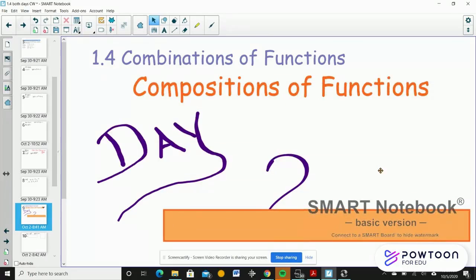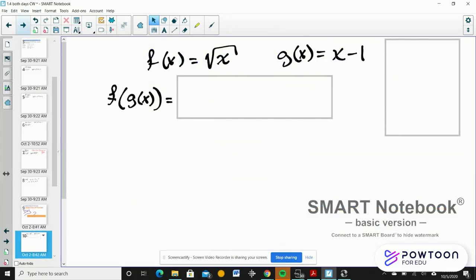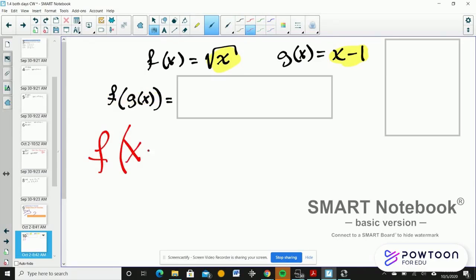Now with the compositions, if I have two functions, the square root of x and x minus 1, the composition is taking f of g of x. That's the same thing as taking f of x minus 1. We're just substituting g of x in for the x. So f of x minus 1 is the square root of x minus 1.